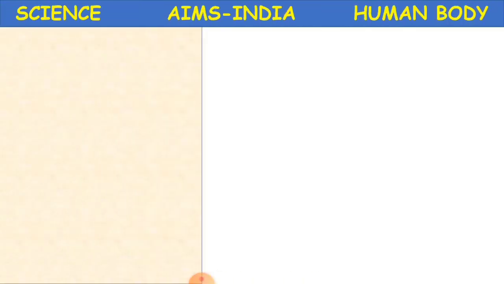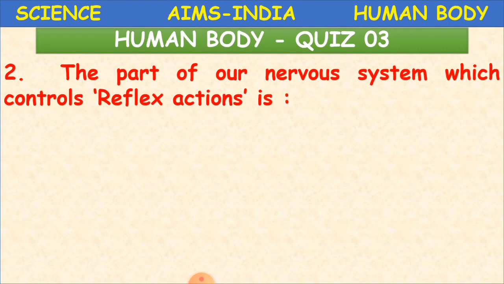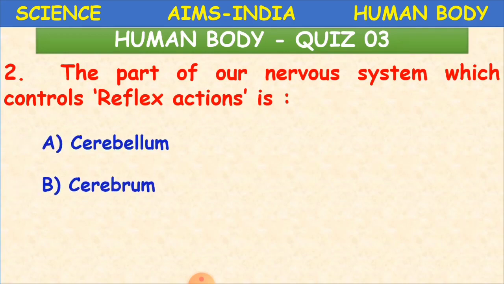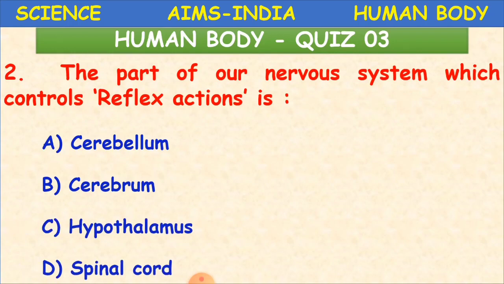Okay. And the second question here is: the part of our nervous system which controls reflex action is. Reflex actions are nothing but involuntary actions. Without our notice, we do some actions. Those are called reflex actions. What part controls it, children? Cerebellum, cerebrum, hypothalamus, or spinal cord. And the answer is spinal cord. It extends from the brain stem. Clear, children?